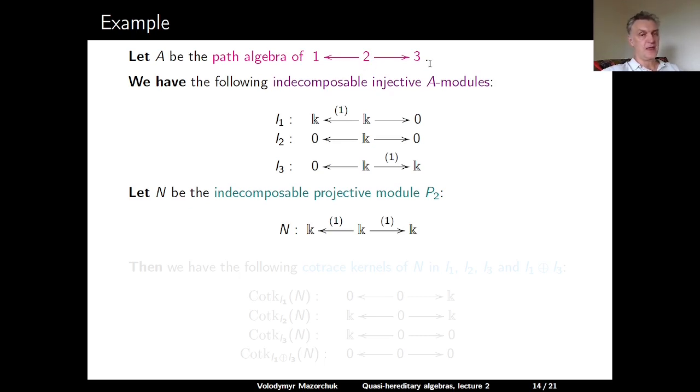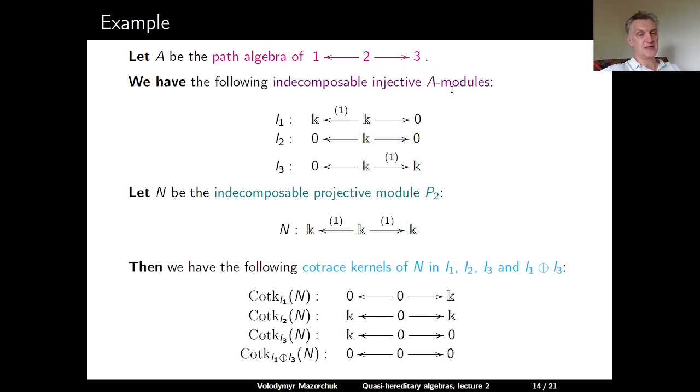So now we can compute the cotrace kernels of N in the injectives I1, I2, I3, and the sum of I3 and I1. If we start at N and try to see maps into I1, then we can kill the third vertex, and then we have the projection. And that's it. So this means that our cotrace kernel is the kernel of this homomorphism, so it's the simple module L3.